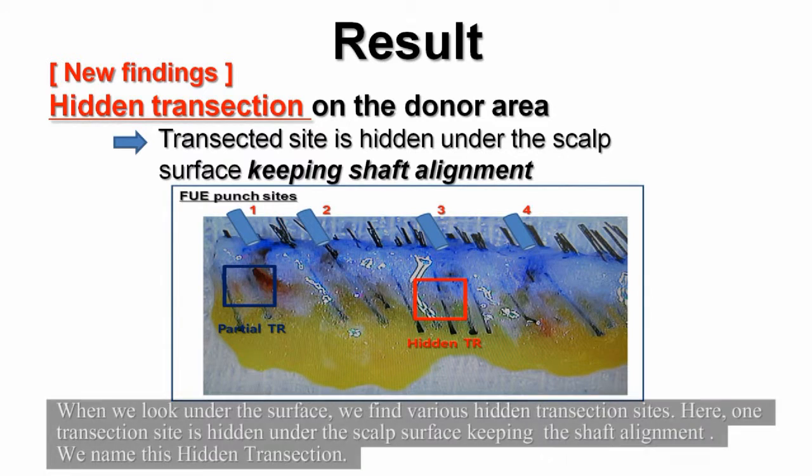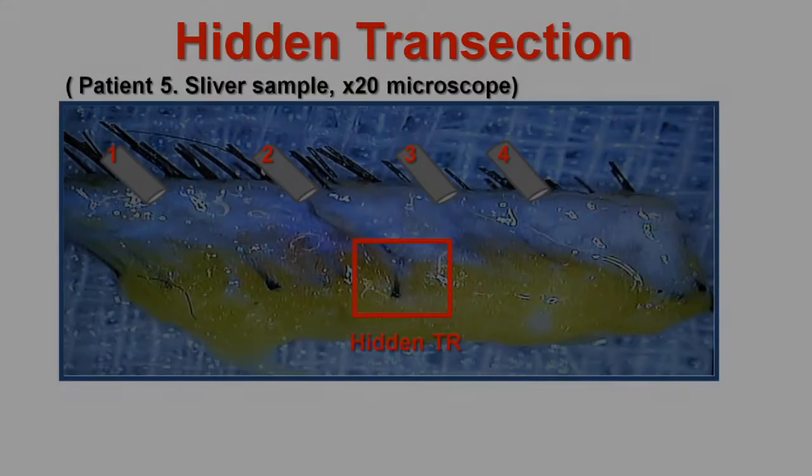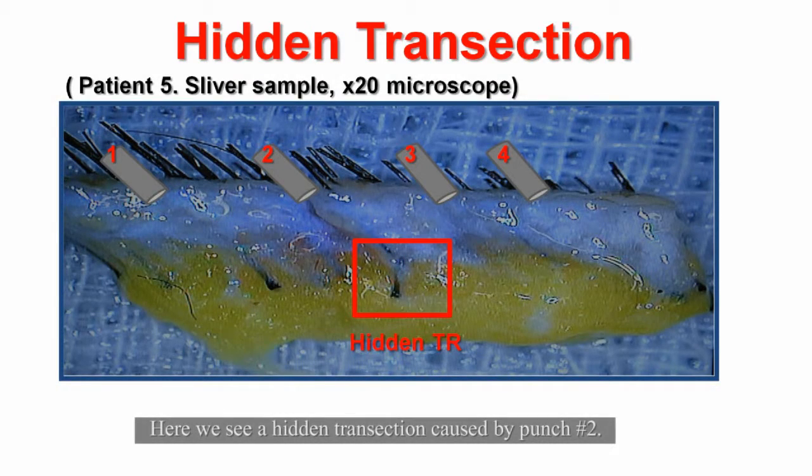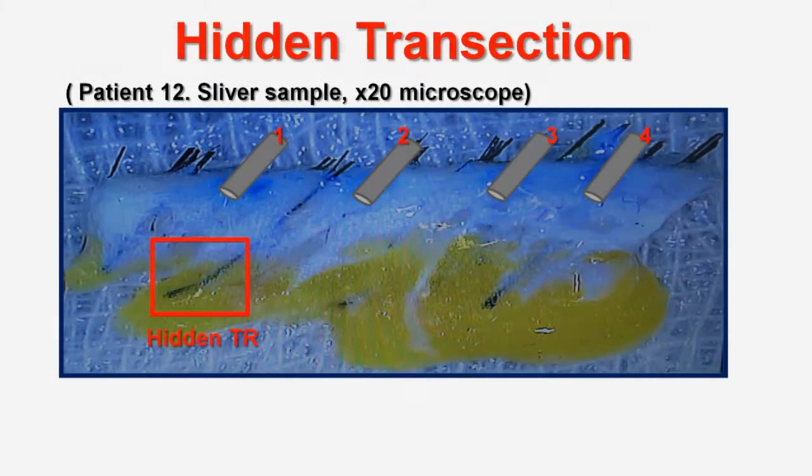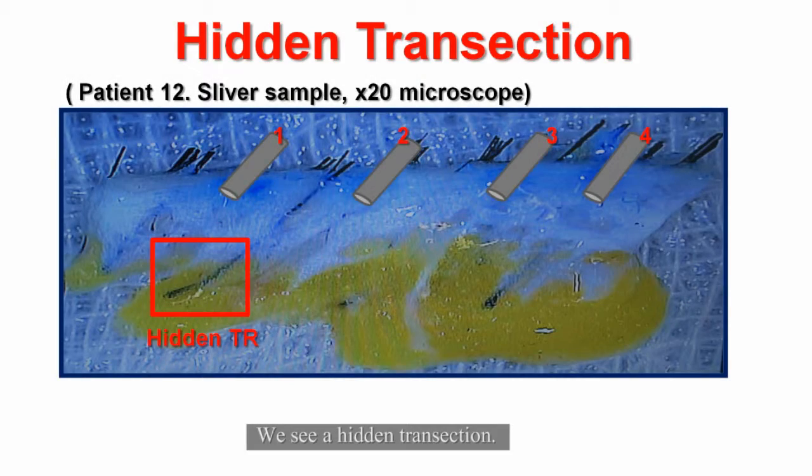When we look under the surface, we find various hidden transection sites. Here, one transection site is hidden under the scalp surface, keeping the shaft alignment. We name this hidden transection. Here we see a hidden transection caused by punch number 2. We see a hidden transection.